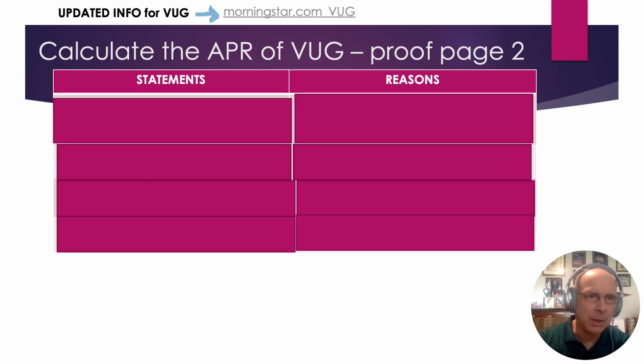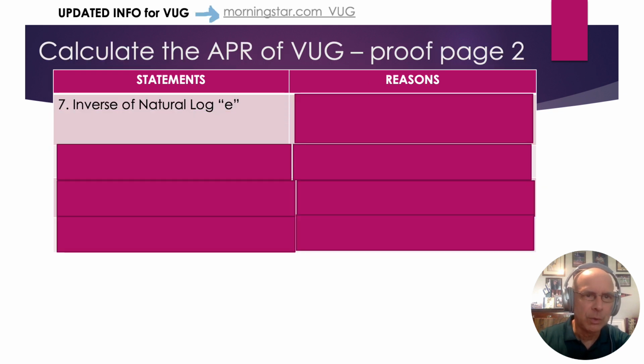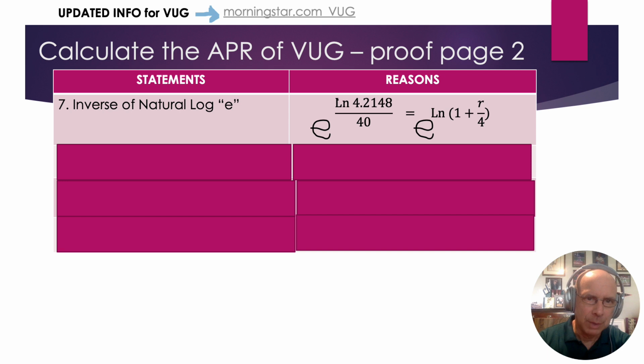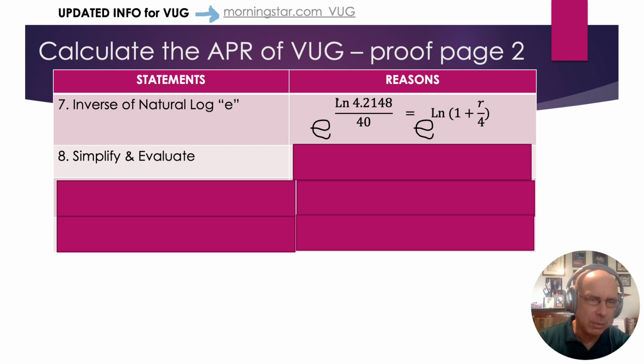Well, what we do from there is this. We do what's called the inverse of the natural log, and that's called e, the natural exponent. So we natural exponent both sides. So we have e to the natural log of 4.2148 divided by 40, well, that's one giant exponent. And on the right-hand side, since e is the inverse of the natural log, the e and the natural log cancel each other out, and that's just simplifying and evaluating.